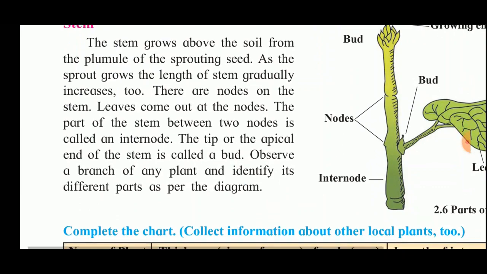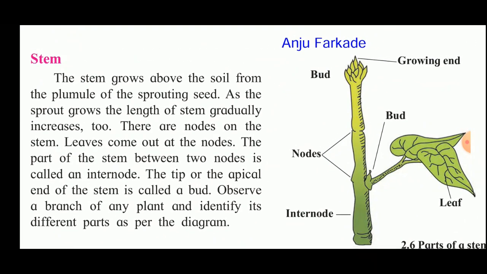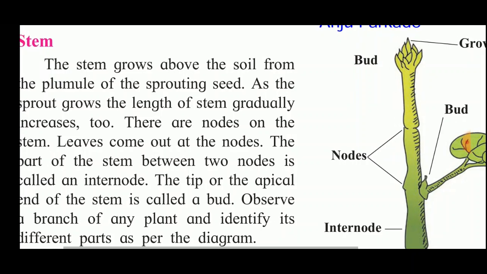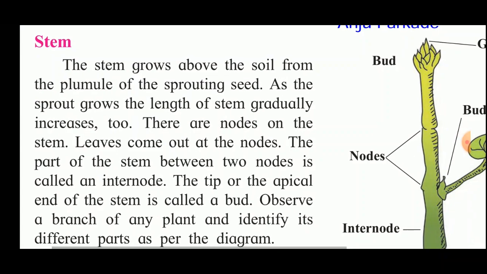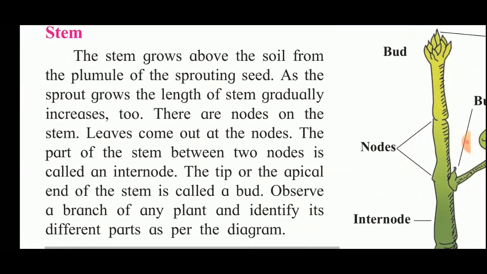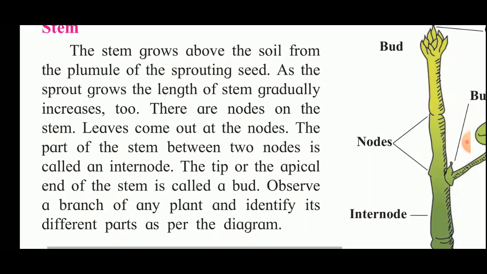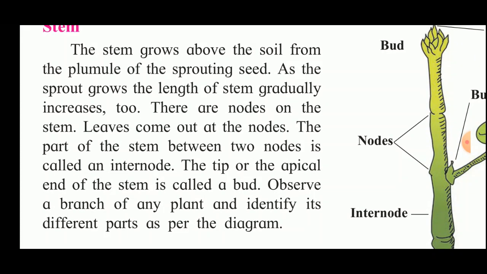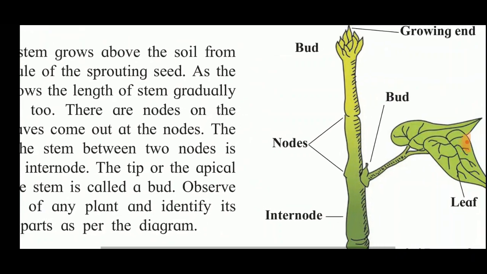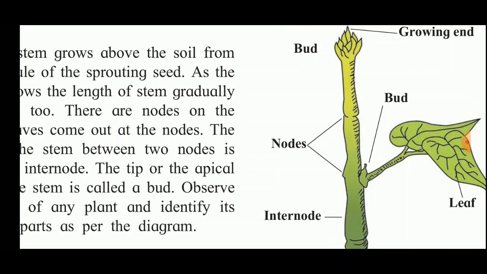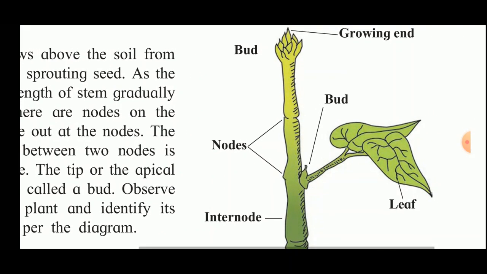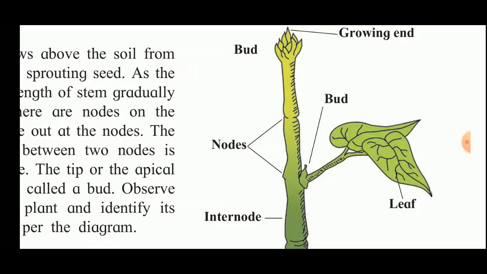Now, next we will see the stem of the plant. The stem grows above the soil from the plumule of the sprouting seed. As the sprout grows, the length of the stem gradually increases too. There are nodes on the stem. Leaves come out at the nodes. You can see, from the plumule the stem grows. Then on alternate sides we see the nodes, and from the nodes the leaf grows.